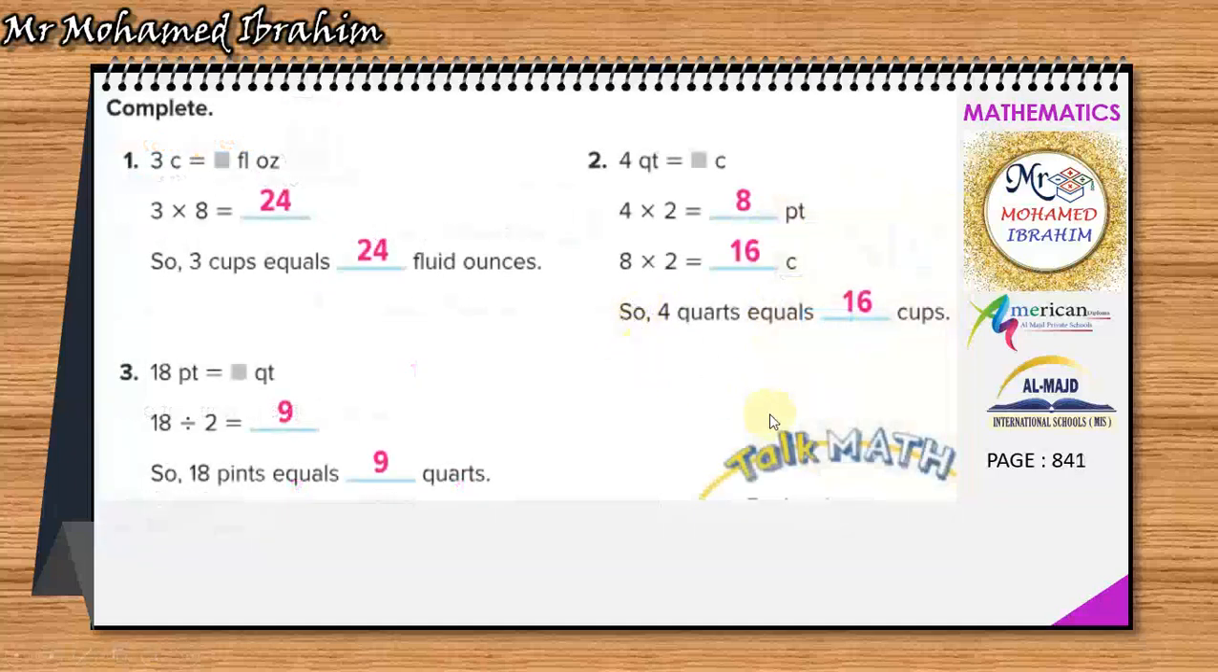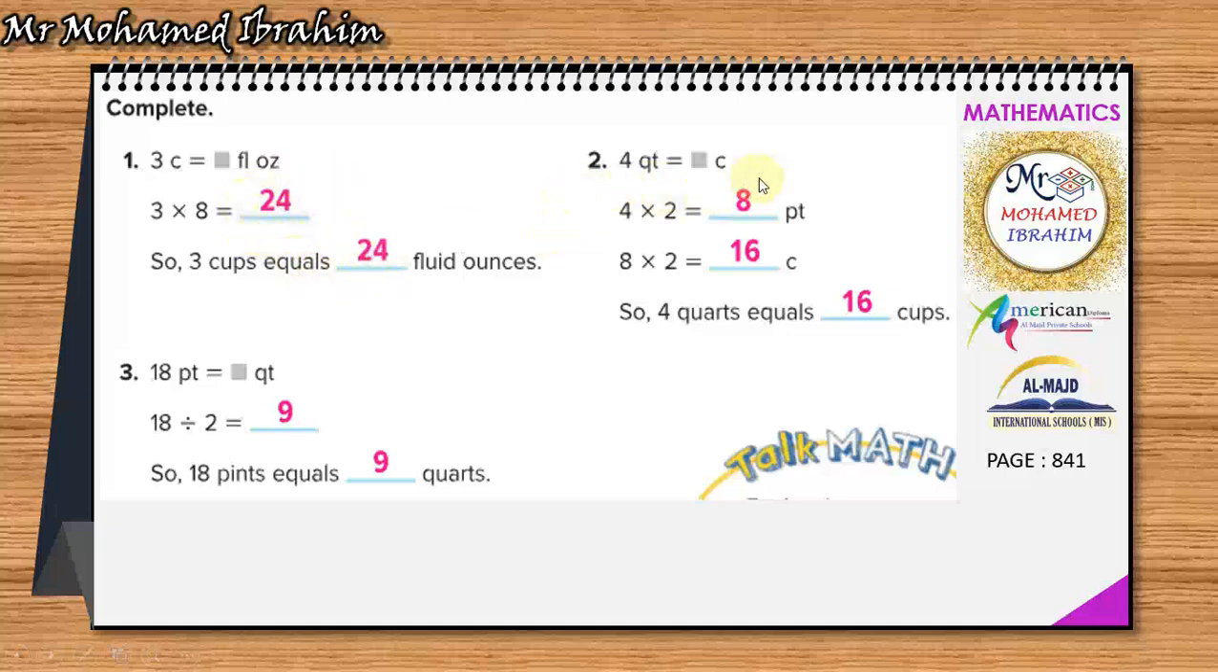Turn your page over. At page 841, complete 3 cups into fluid ounces. You know that each cup contains 8 fluid ounces. So from greater to smaller, we multiply. 3 times 8 equals 24.